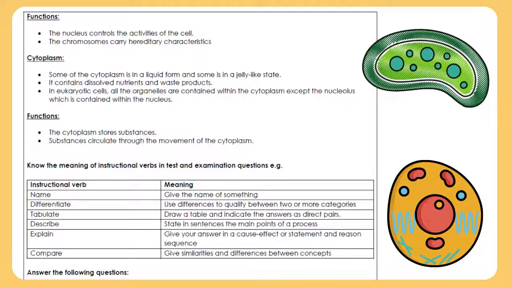Cytoplasm. Some of the cytoplasm is in a liquid form and some is in a jelly-like state. It contains dissolved nutrients and waste products. In eukaryotic cells, all the organelles are contained within the cytoplasm except the nucleolus, which is contained within the nucleus. Functions. The cytoplasm stores substances. Substances circulate through the movement of the cytoplasm.